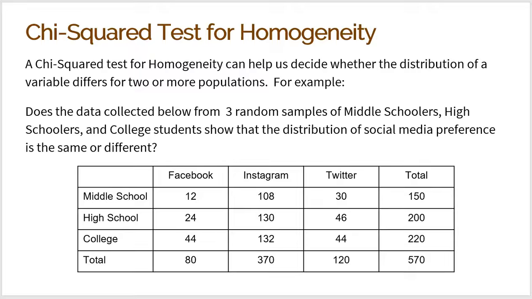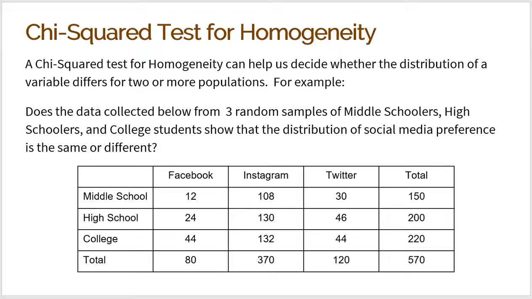So for example, if we look at this data of the middle schoolers, 12 out of 150, excuse me, I should do the calculation real quick, it's 8%. Sorry, I should have known that. So 8% of middle schoolers use Facebook. Okay, well, if you look at college students, it's 44 out of 220. It's about 20%. So we got 8% of middle schoolers using Facebook and 20% of college kids using Facebook.